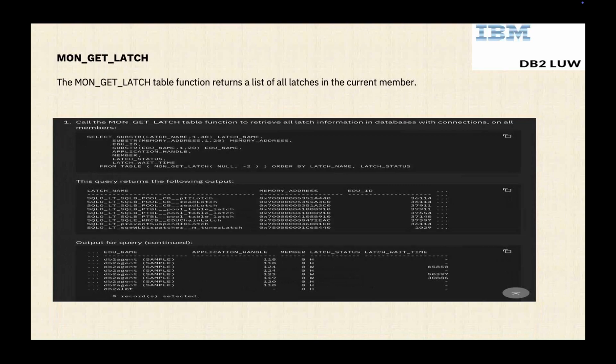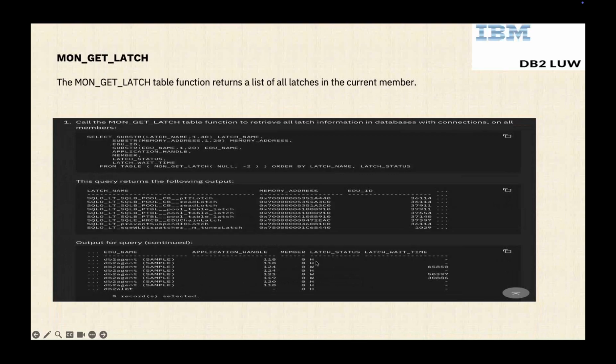Latch. This is a very important concept actually. It's a rare performance issue which we can land into. So if you want to find out the latching information, how to find the latches, how to dig deeper into the latching problems happening in the system, then I can use MON_GET_LATCH. So what I can do here is call the MON_GET_LATCH table function in the database using this query. Now I got the latch name, the memory address, the EDU ID related to that, and the EDU name, which is causing it.